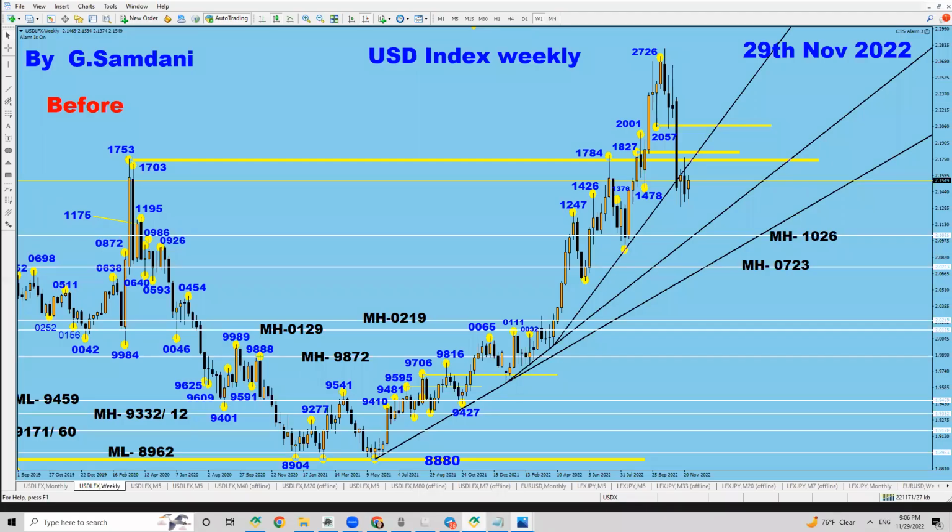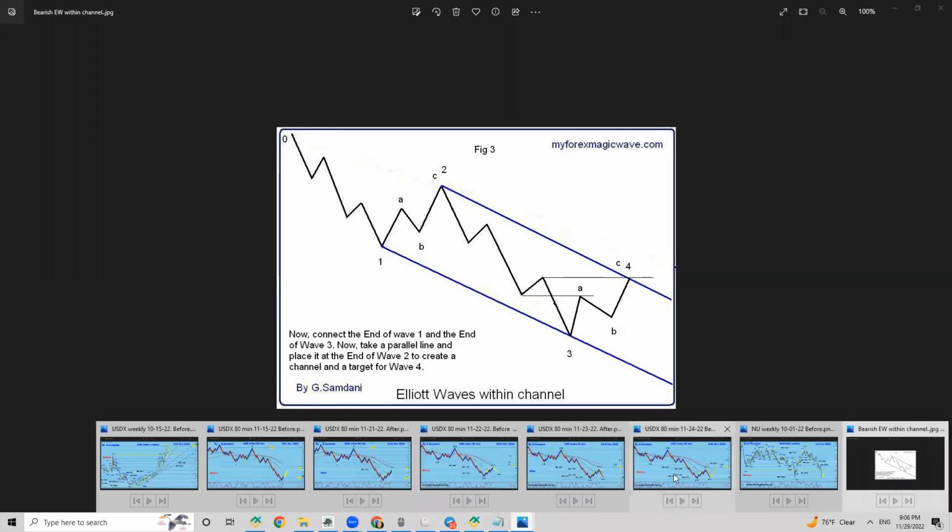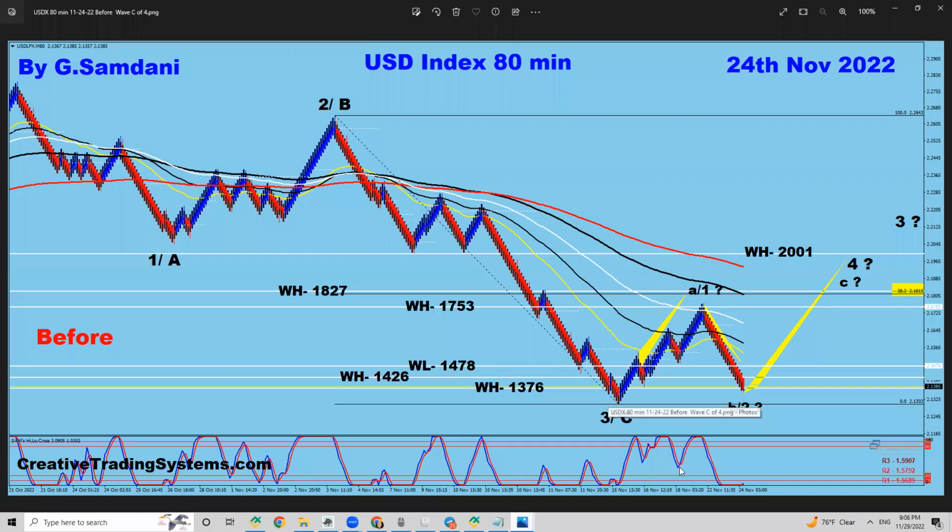So I made the chart saying that, okay, this is going to happen. From here, now wave C or 4, if I'm right. So far, I was right, and I am right. But this one, we need to go to the upside.